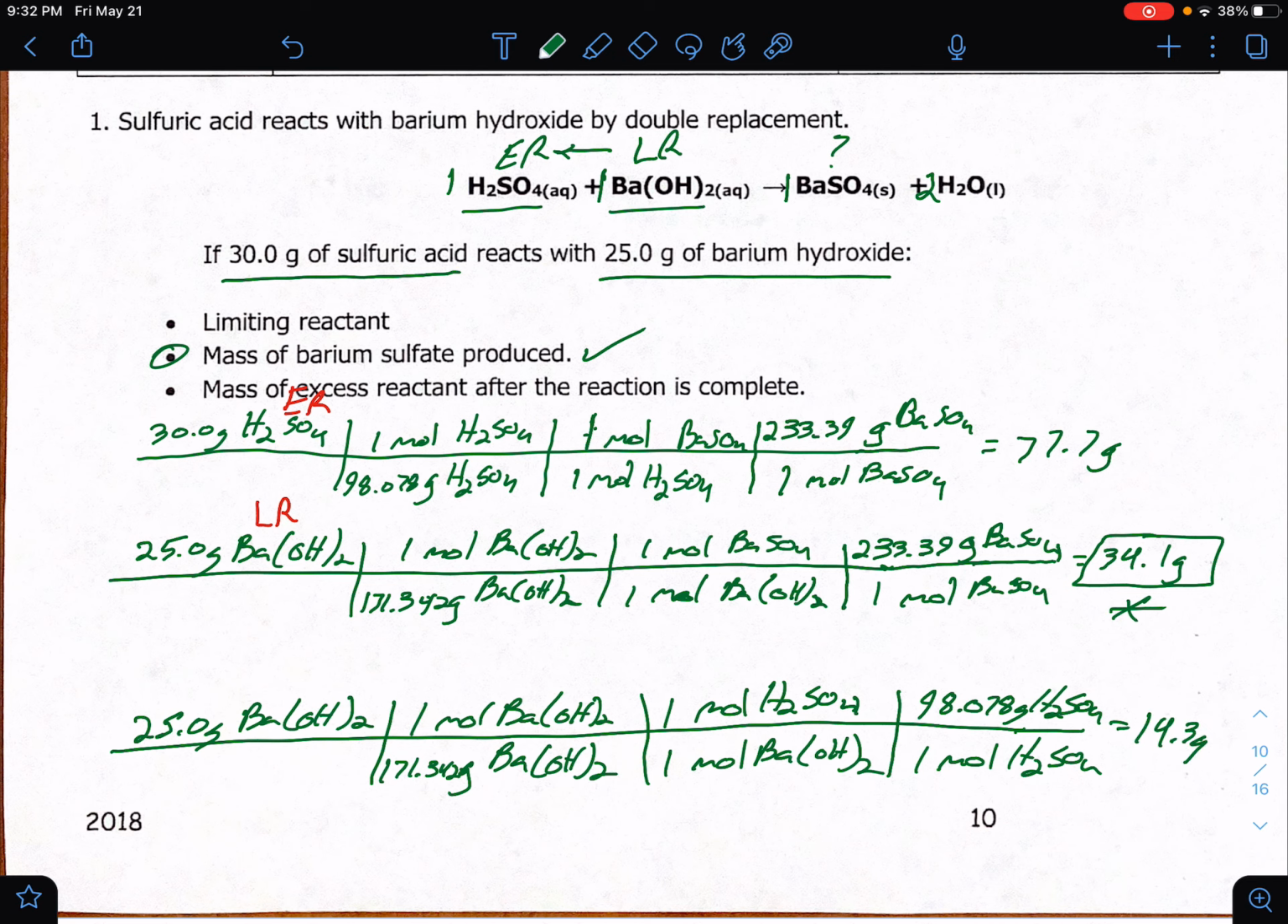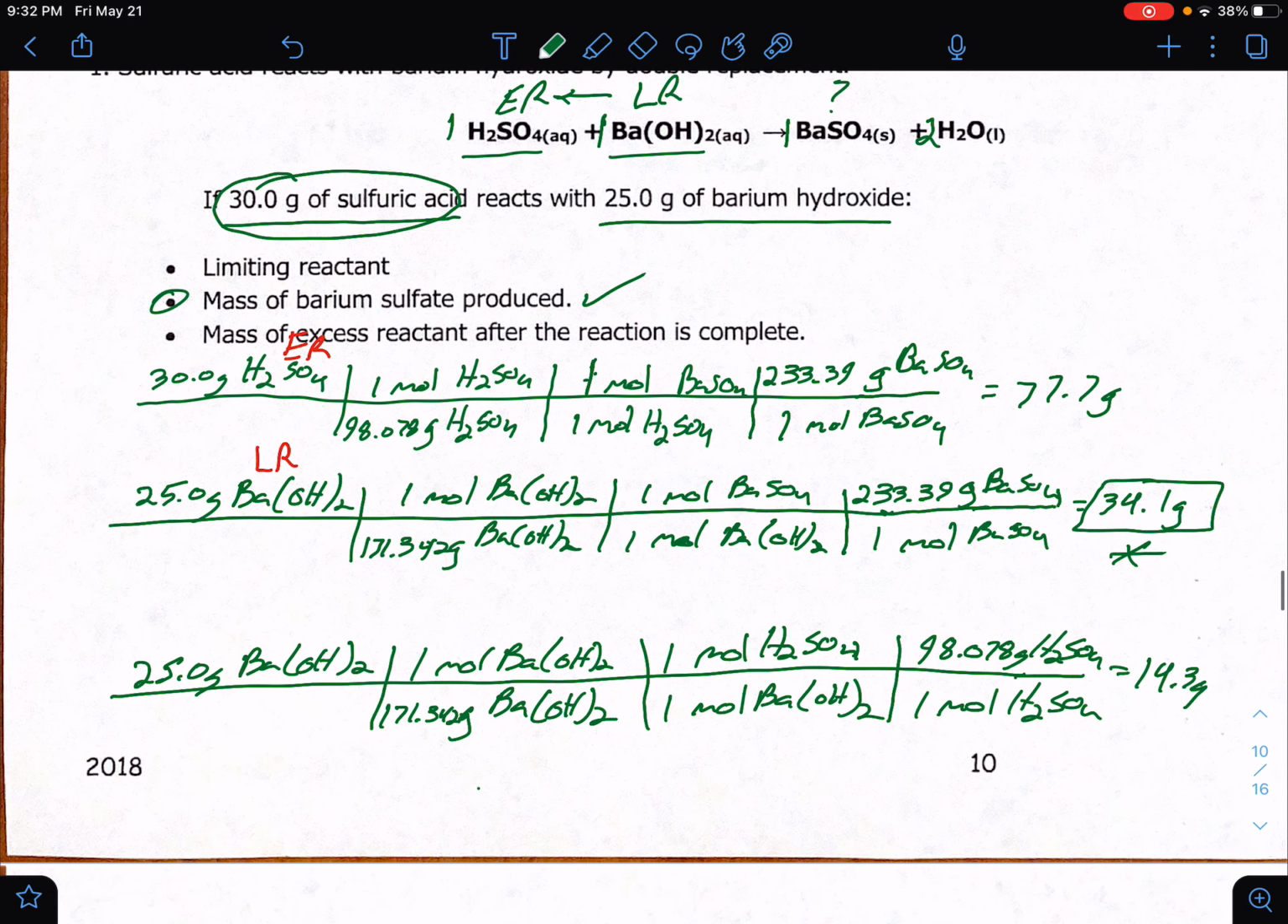So that is not my answer. That is just how much I actually used. We want to figure out how much is left over. And I dumped in 30 grams of sulfuric acid. So all you have to do is take that 30.0 minus 14.3. That means I'm going to have 15.7 grams of H2SO4 left over or excess. And that is your answer for question number 3.